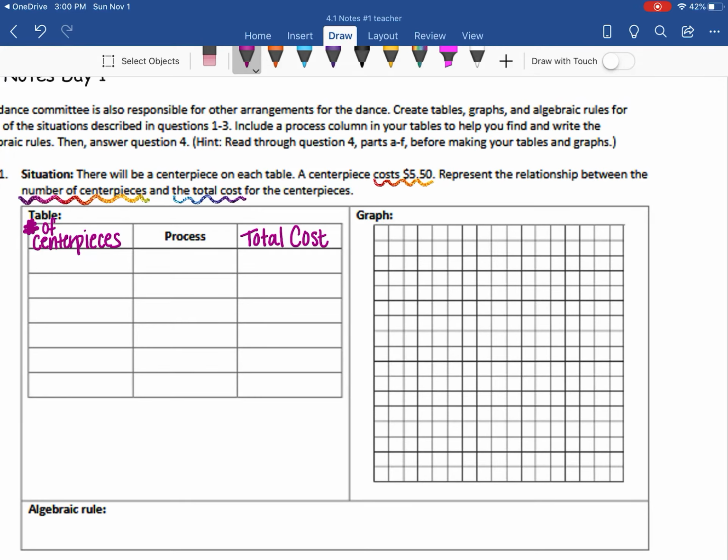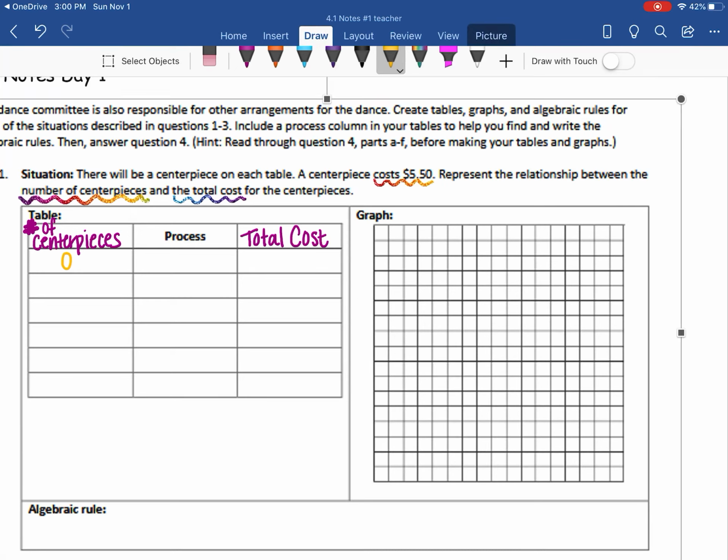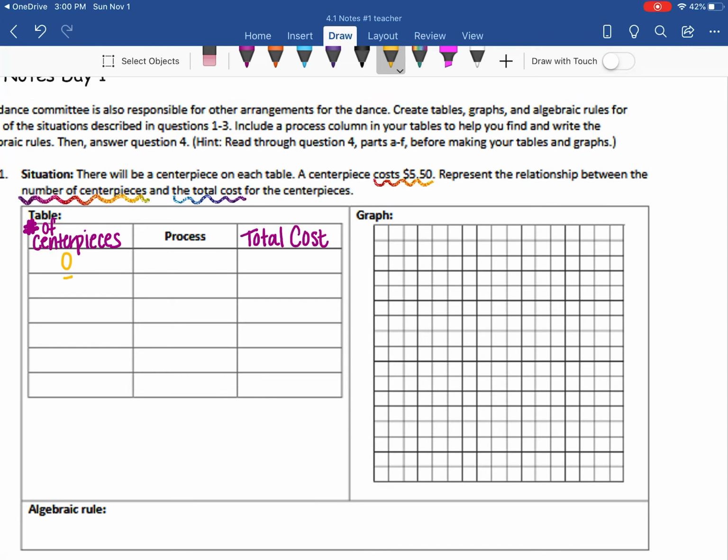Okay, and we just need to fill this in with some values. So you guys know that I always like to start my table at 0, okay? But I don't think I'm just gonna do 0, 1, 2, 3, 4. I think I might jump around a little bit. So I think I'm gonna just count by 5s here. So if I count by 5s, so 0, 5, 10, 15, 20, 25.